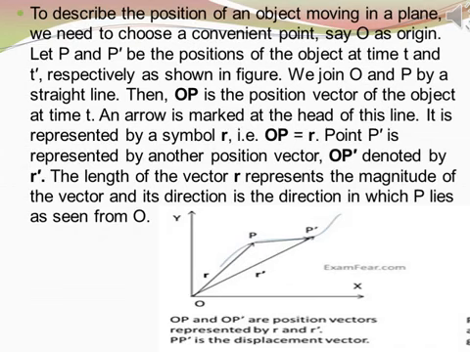That is, the direction of the position vector of the point P, which is represented by vector OP or vector R, is the direction in which point P is lying as seen from the origin O.